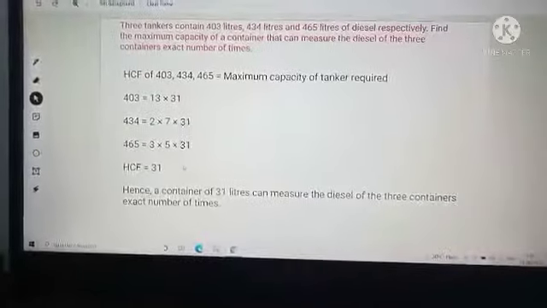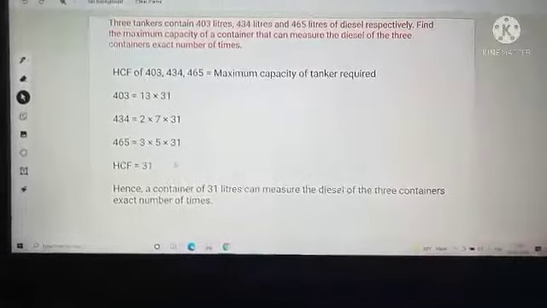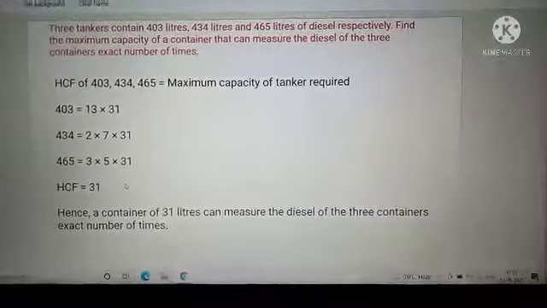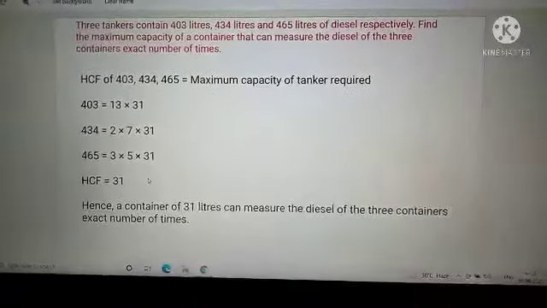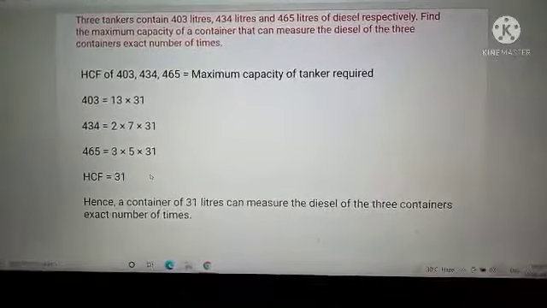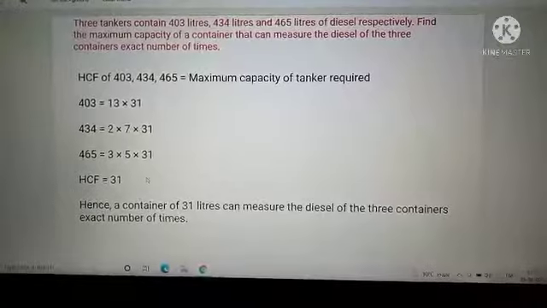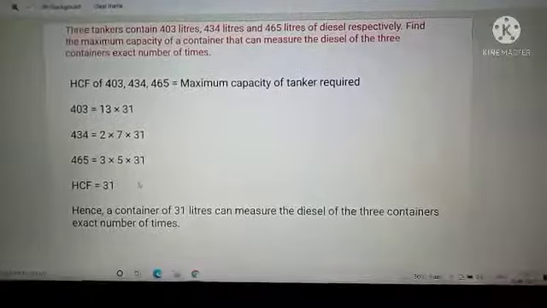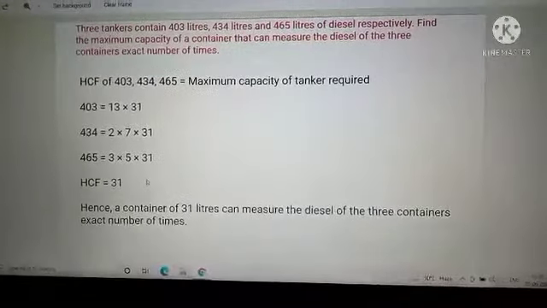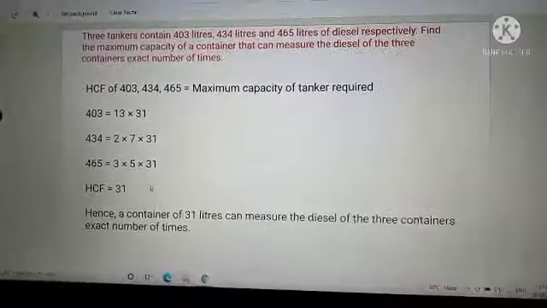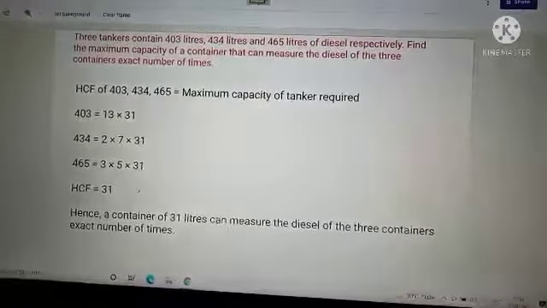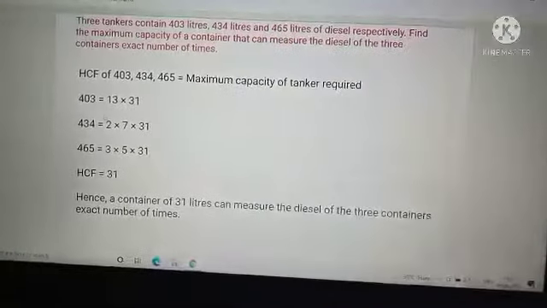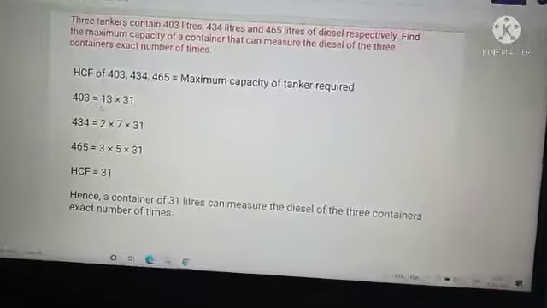Next question. 3 tankers contain 403 liters, 434 liters and 465 liters of diesel respectively. Find the maximum capacity of a container that can measure the diesel of the 3 containers exact number of times. So here we have to find the HCF of 403, 434 and 465 because we have to find the maximum capacity. When we do the prime factorization, 403 is equal to 13 into 31.